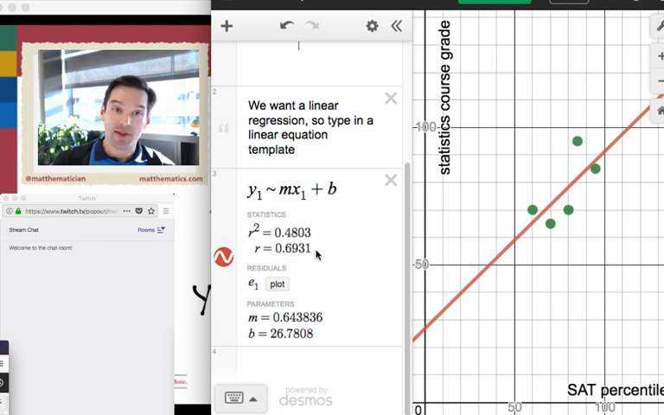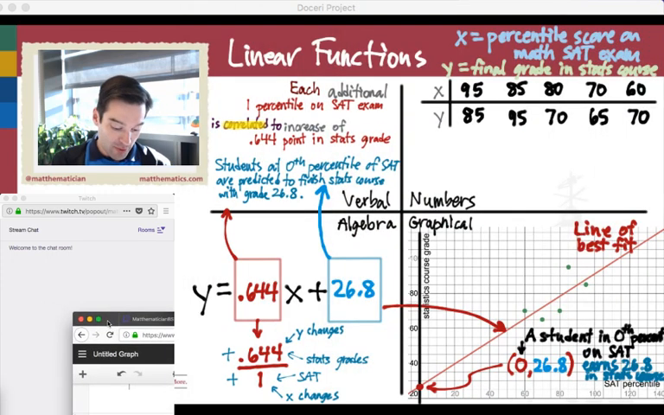R is 0.6931. Actually, do I want to do R? Now let's do R squared. Let's talk about R squared, 0.4803. So what in the world does that mean? I'm going to write it down over here. R squared is 0.4803. I'm going to put that down in my numbers section up here, right? Because that's a number that's supposed to be telling me a story.